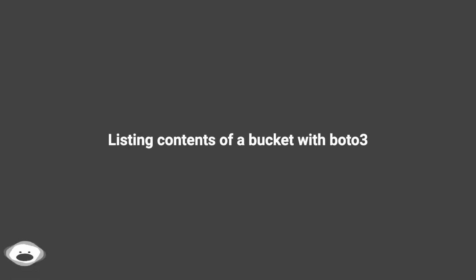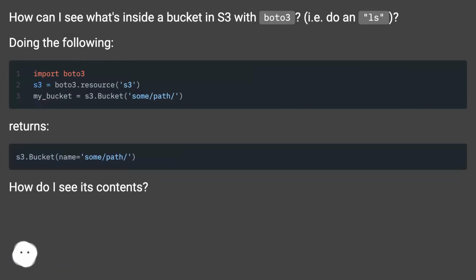Listing contents of a bucket with boto3. How can I see what's inside a bucket in S3 with boto3? I.e. do an ls? Doing the following returns... How do I see its contents?